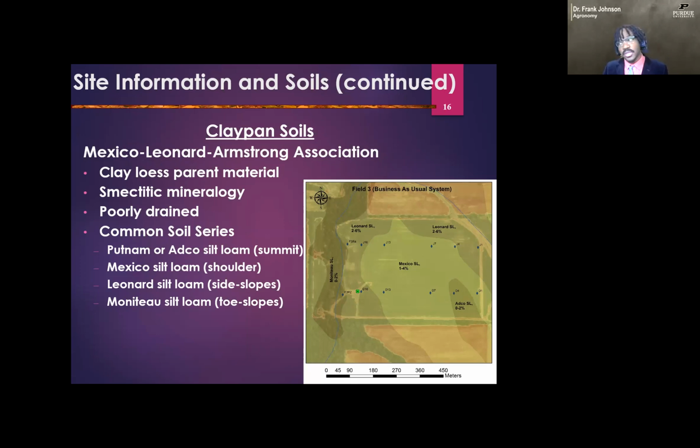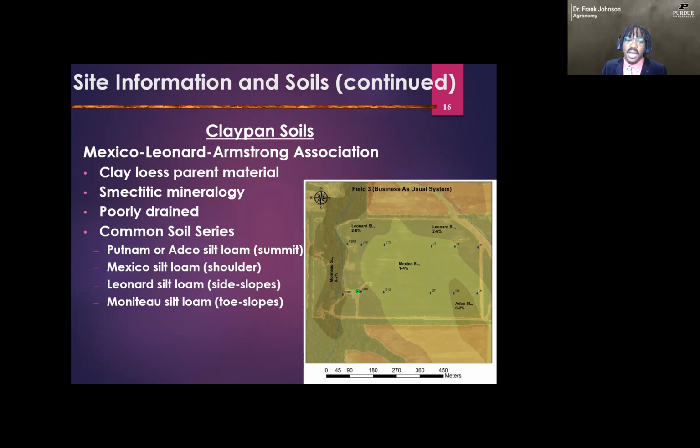I just want to explain what Claypan soils are, just in case nobody knows what they are. A Claypan soil is technically characterized as, once you get down to a soil horizon in the profile where the clay content is 100% greater than the horizon directly above it. So here we have a clay-less parent material with smectitic mineralogy. Smectitic clays are 2 to 1, and they are shrink-swell clays. So as it rains, the soils swell, and as they dry, they shrink, and they can result in cracking within the fields. Claypan soils are typically poorly drained.